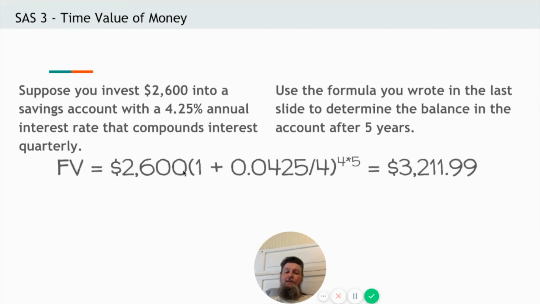That's right, 2,600 times the quantity, 1 plus 0.0425 divided by 4, and that whole quantity is raised to the 4 compounding periods per year times 5, the number of years. And we get that value as $3,211.99. Let's do that in the calculator so you can see how that works.